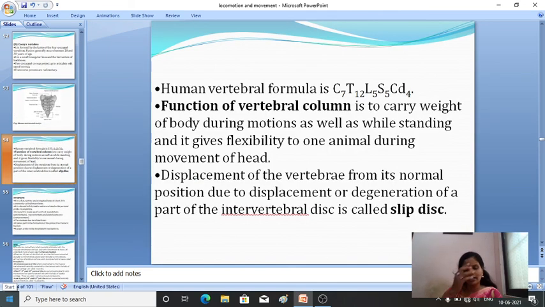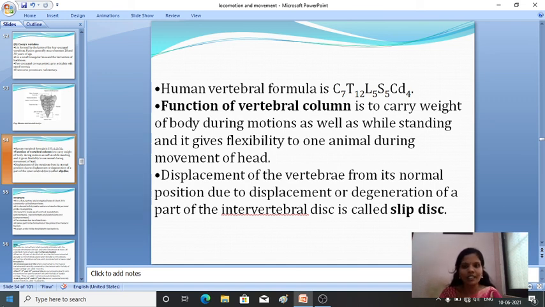Okay, next comes the function of the vertebral column. Again here you can see that it is to carry the weight of the body during motions as well as while standing, and it gives flexibility to the animal during the movement of the head. So the vertebral column is very important and it has very important functions.